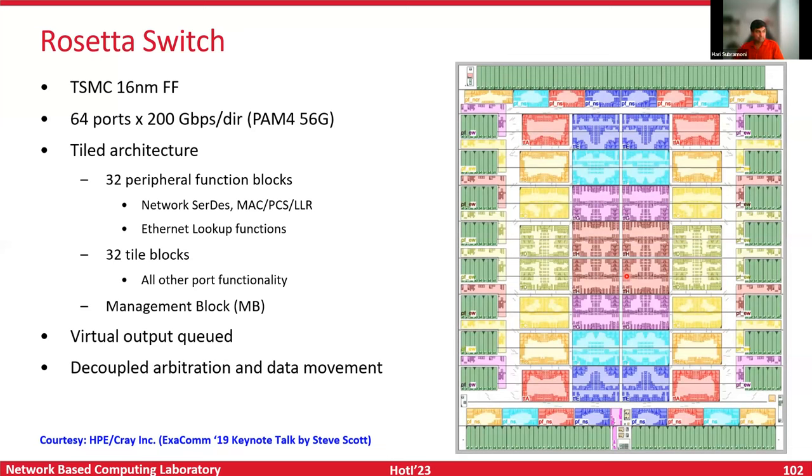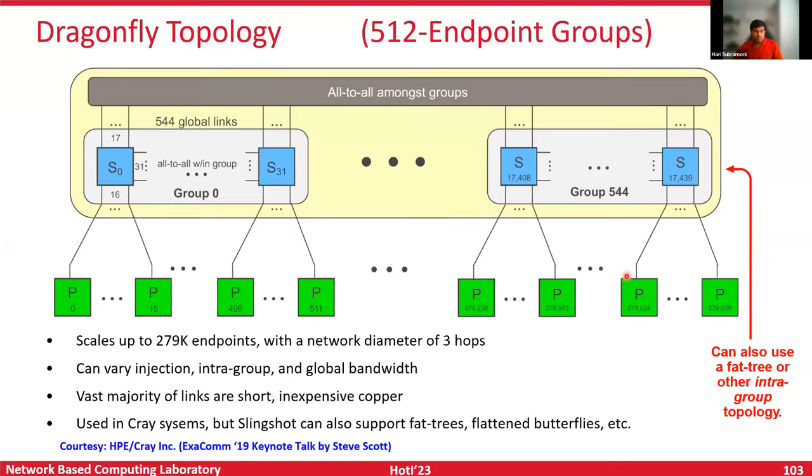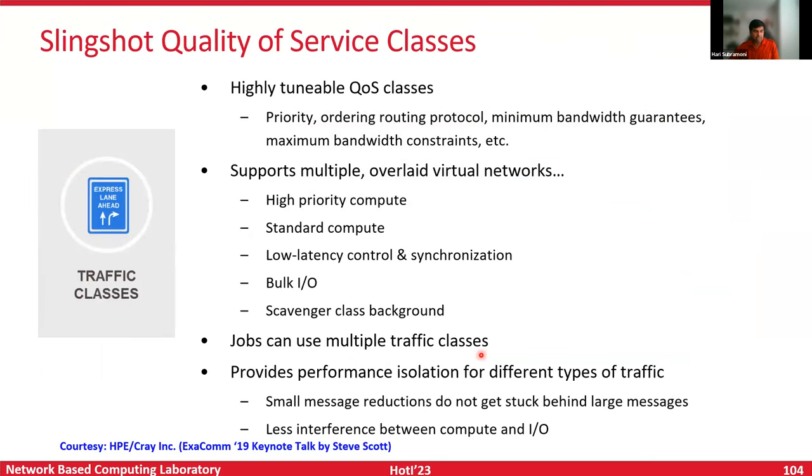Thank you. And again, coming back to Slingshot, you could interconnect them in different kinds of topologies. So this is one example of how you would connect various compute nodes in a dragonfly topology with 512 endpoint groups in the Slingshot architecture. So this can potentially scale up to 280,000 network endpoints with just a network diameter of 3 hops. So which is pretty good.